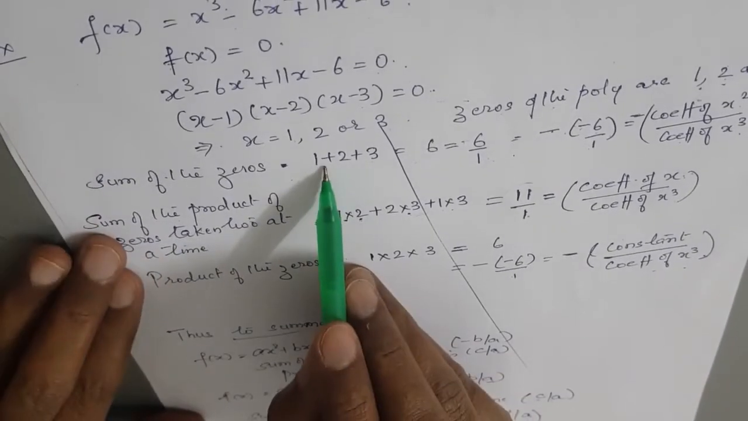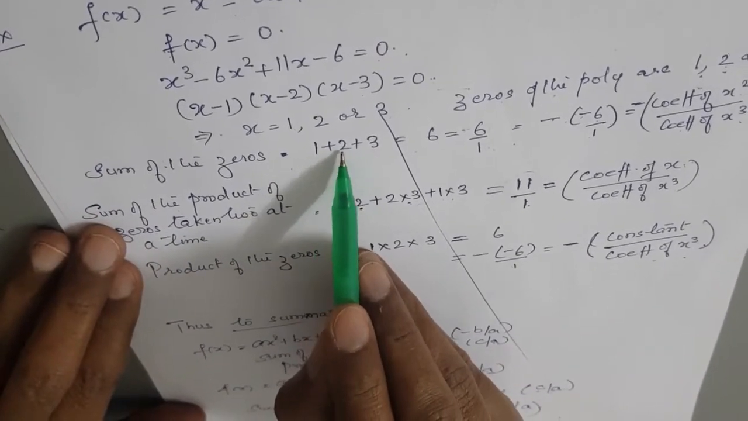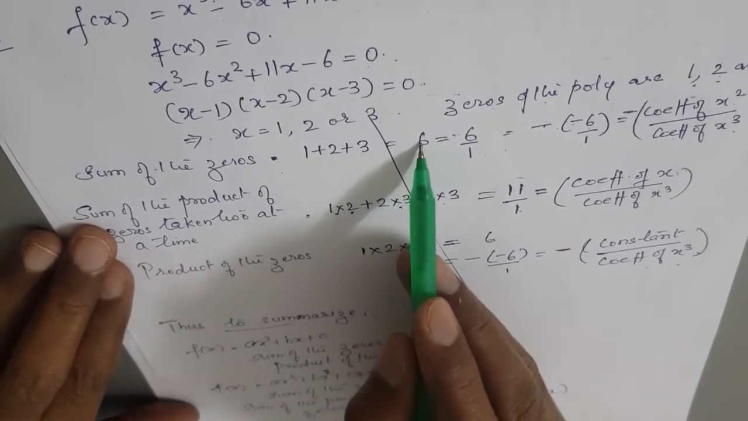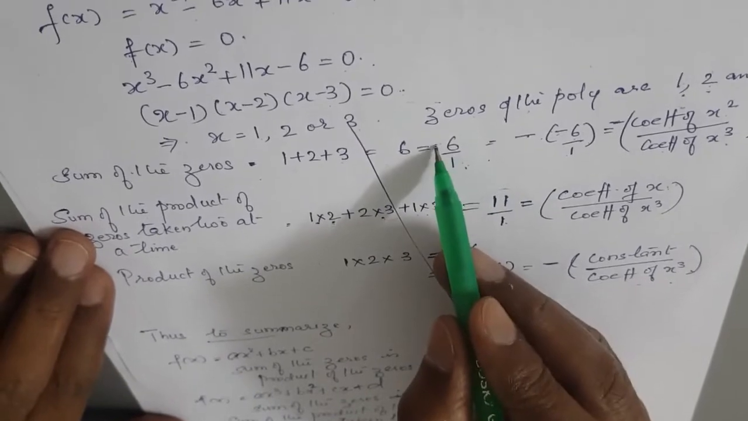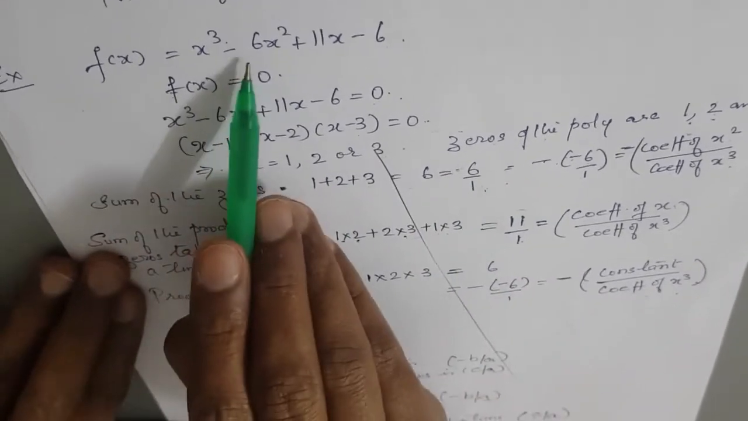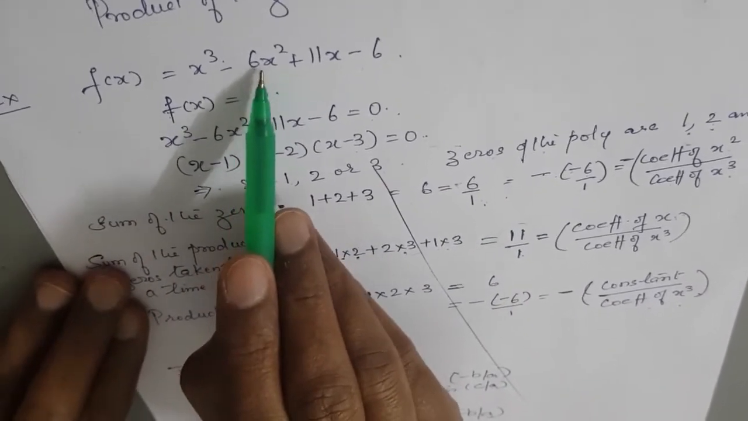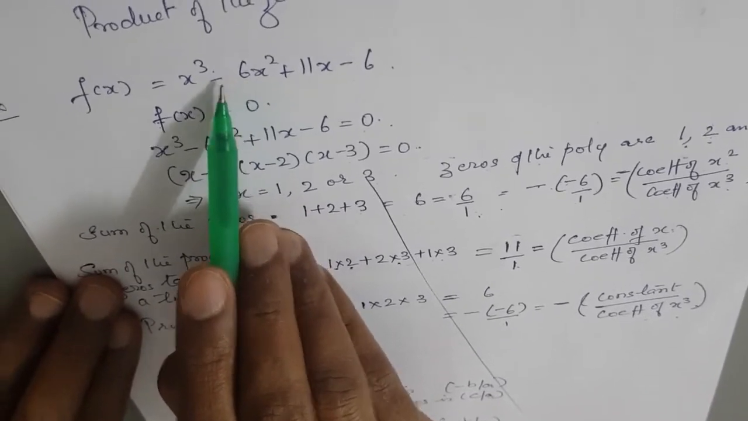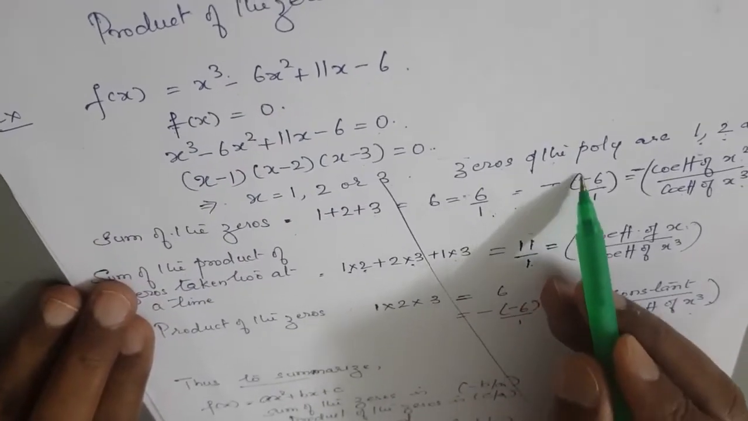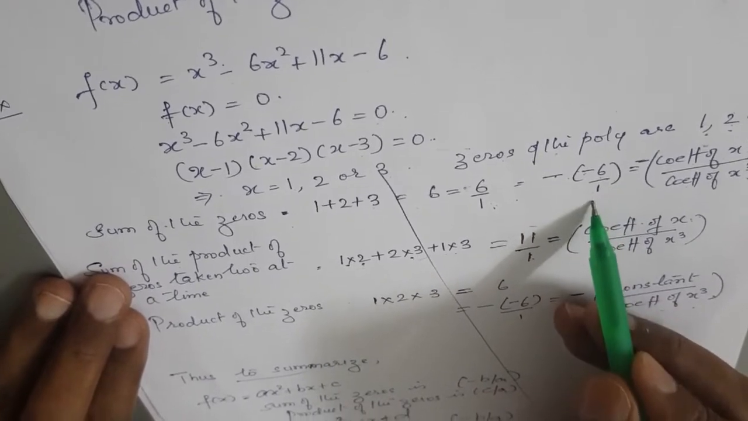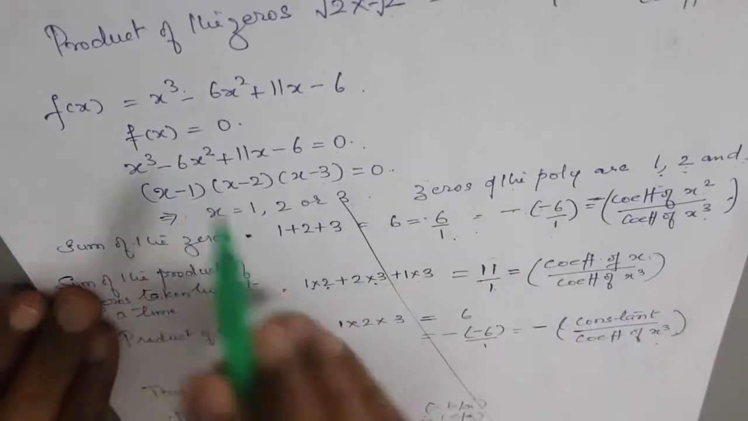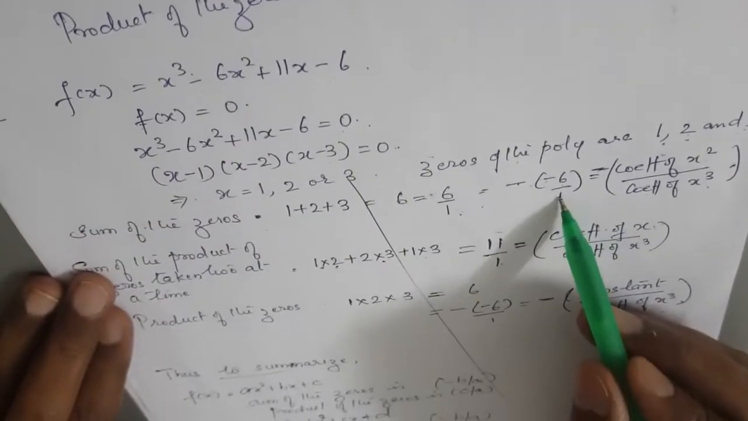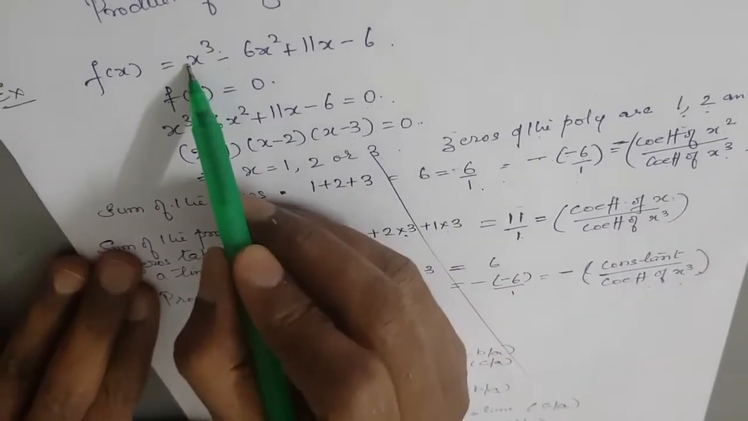Now what is the sum of the zeros? Sum of the zeros is what? 1 plus 2 plus 3, and that is equal to 6. 6 can be written as 6 by 1. Now see, this is positive, and in the question the coefficient of x square is given as minus 6. So how will I change it? Minus of minus 6 upon 1, right? So this is negative. Now minus 6 is what? Coefficient of x square, upon 1 is what? The coefficient of x cube.